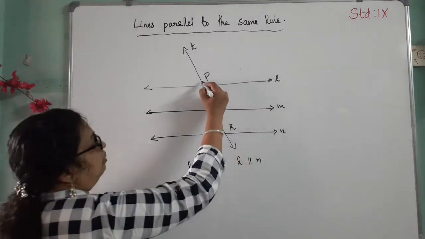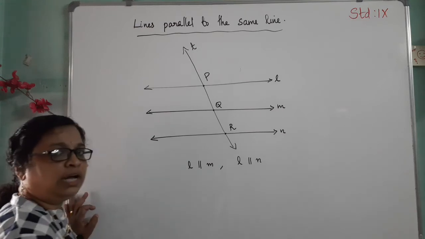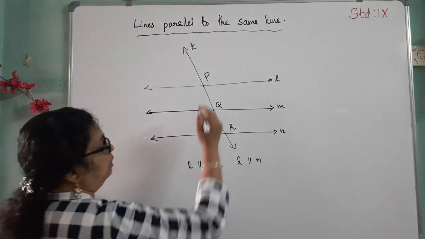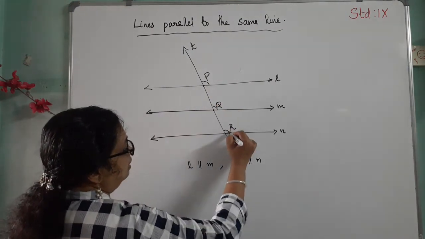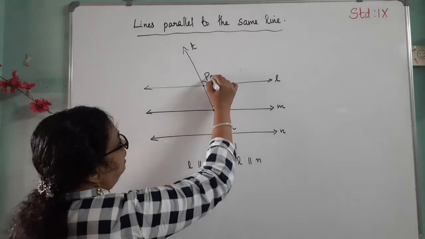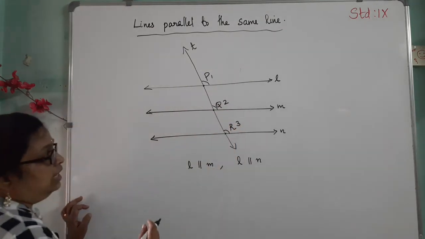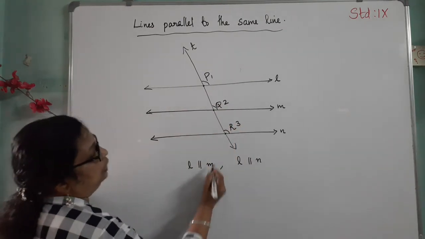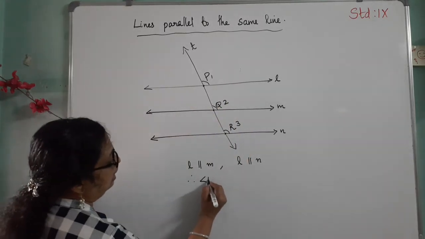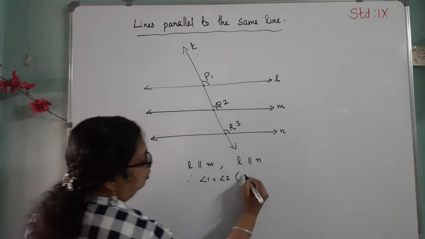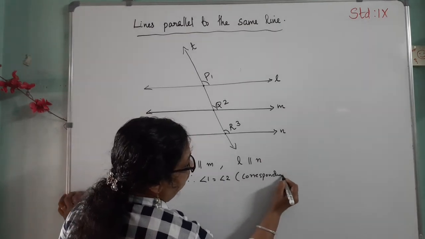So the pairs of angles formed, that we know. A transversal intersects two or more lines, then pairs of angles are formed. Then what about this angle? This, and this. That is, here we can say 1 and 2, then 3. Then consider L parallel to M. That is, L is parallel to M. Therefore, we can write angle 1 equal to angle 2. The reason is corresponding angles.